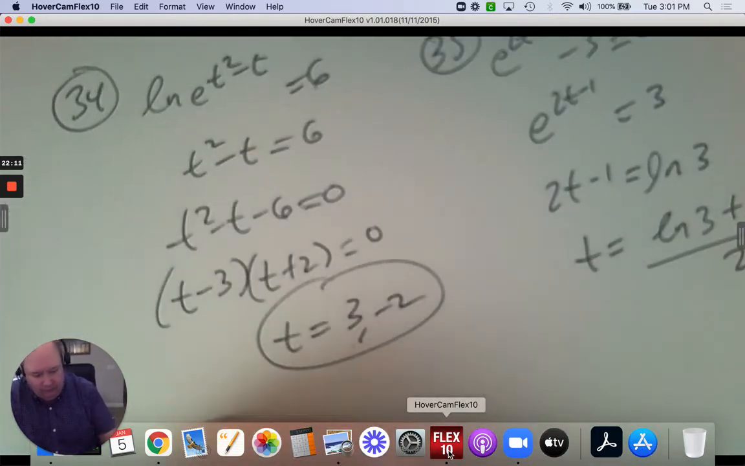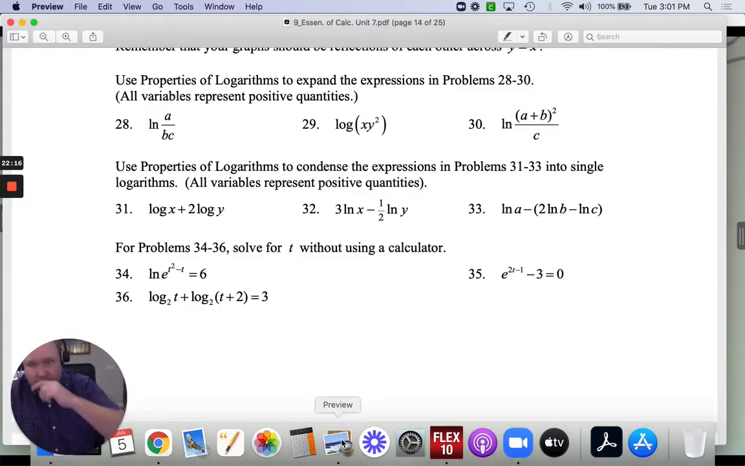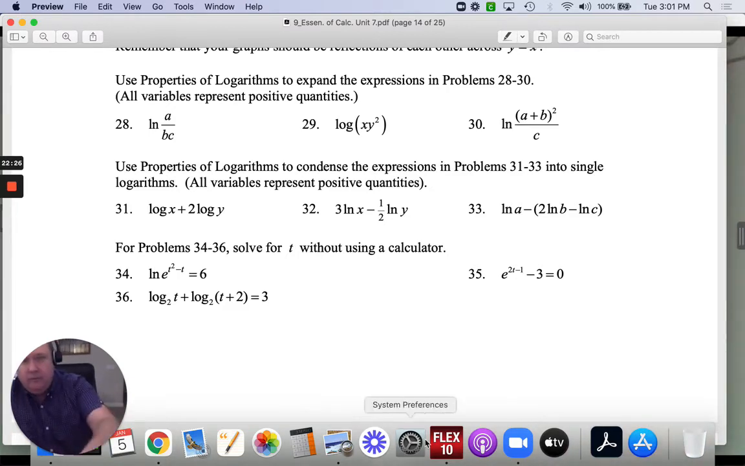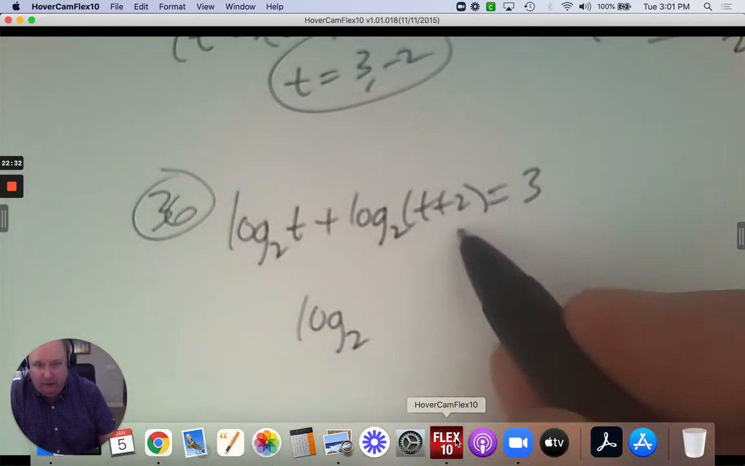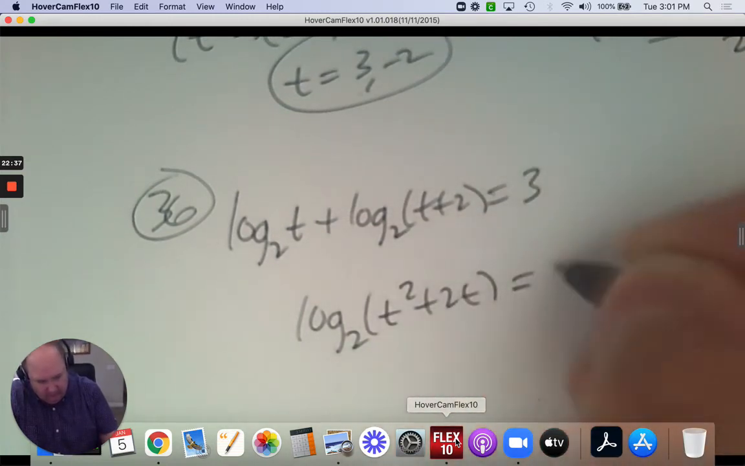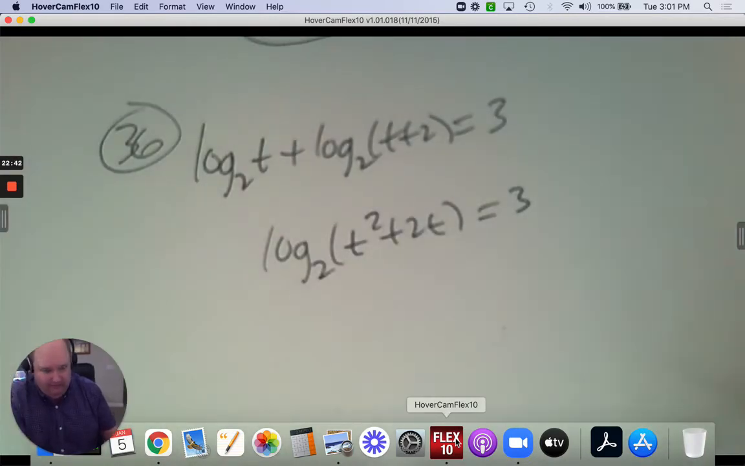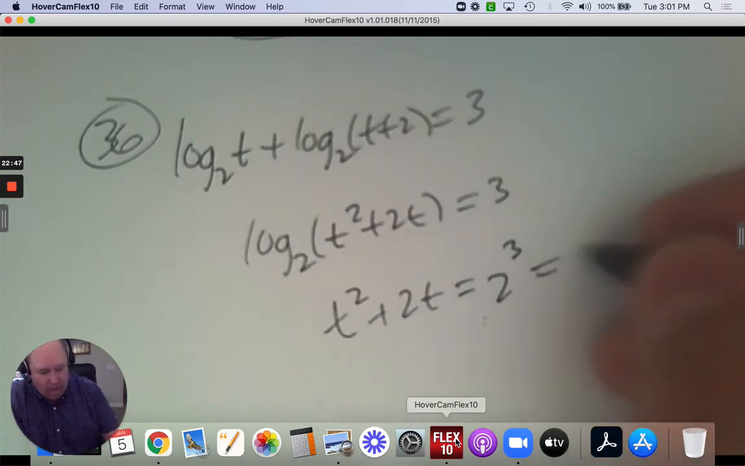Number 36. Solve this equation. I'm just writing it down real quick. So to solve this equation, first I'd use properties to write it as one logarithm. So when you're adding, it means you multiply them together. Next, after you multiply them together, we're going to write it exponentially. So it's inside the logarithm. The base and the exponent, 2 cubed, of course, is 8.